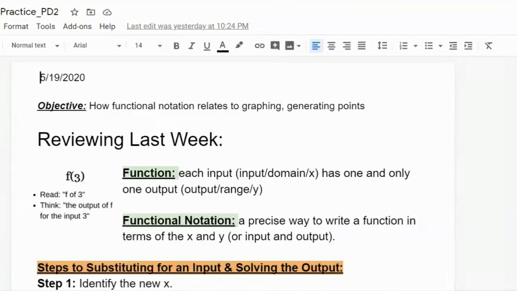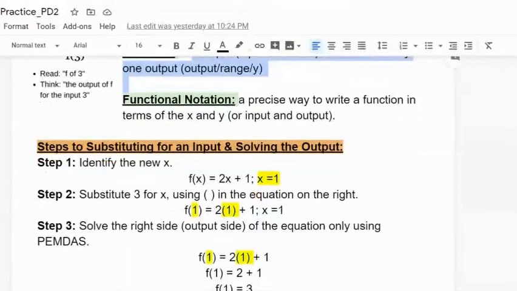Good morning, class. So today we're going to be doing our last day of a worksheet just like this. Tomorrow we're going to be looking at the points we created and see what it actually means. So today's objective is to generate those points. We're working with functions where each input has only one output, and we're still working with functional notation.